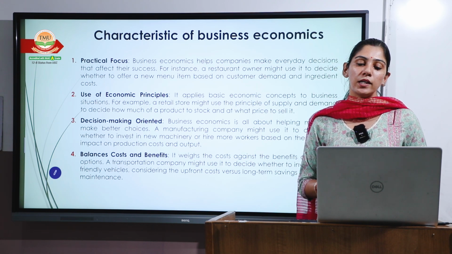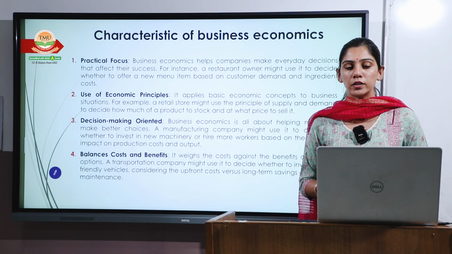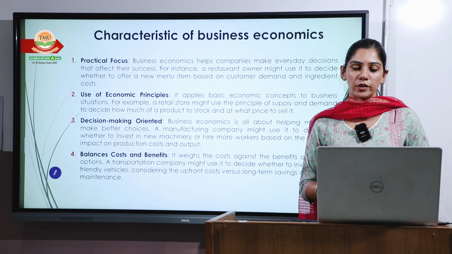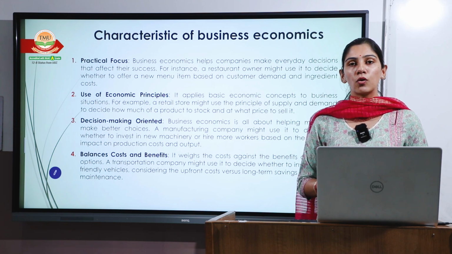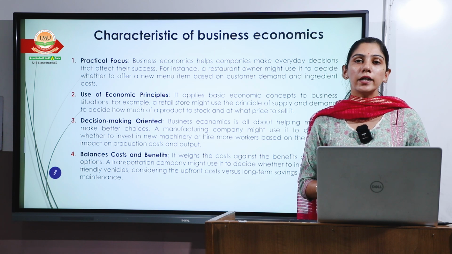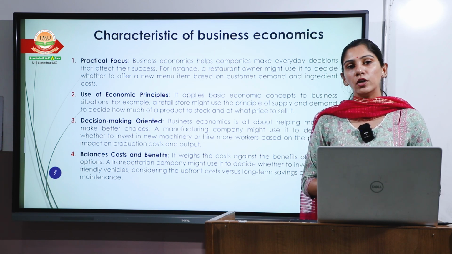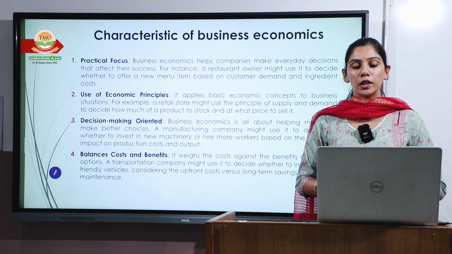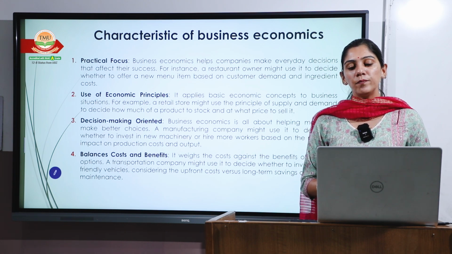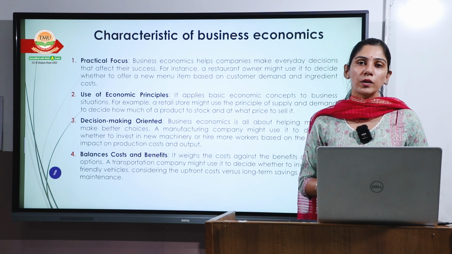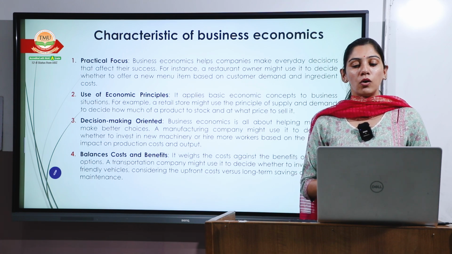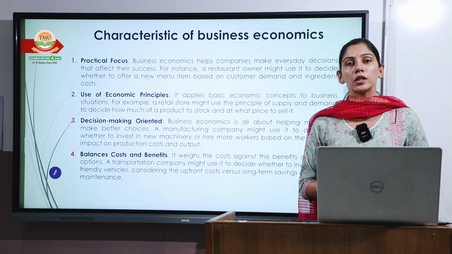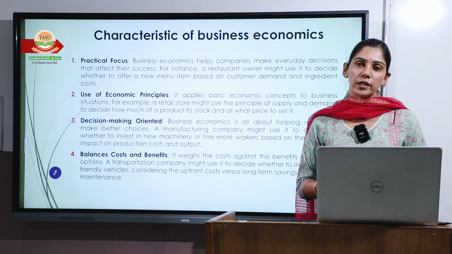Next one is balances cost and benefits. So business economics helps in balancing cost and benefits as it weighs the cost against the benefits of different operations. For example, a transportation company might use it to decide whether to invest in eco-friendly vehicles, considering the upfront cost versus long-term savings on fuel and maintenance.